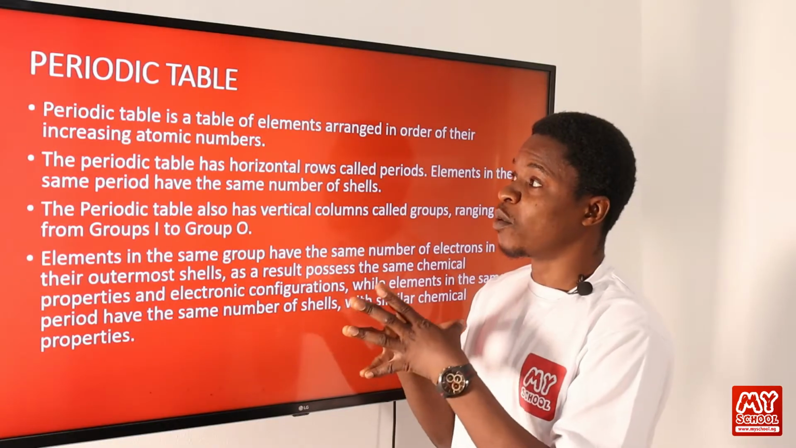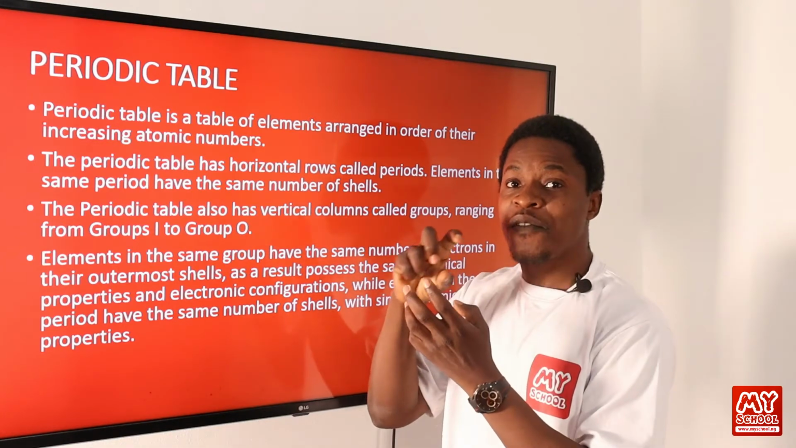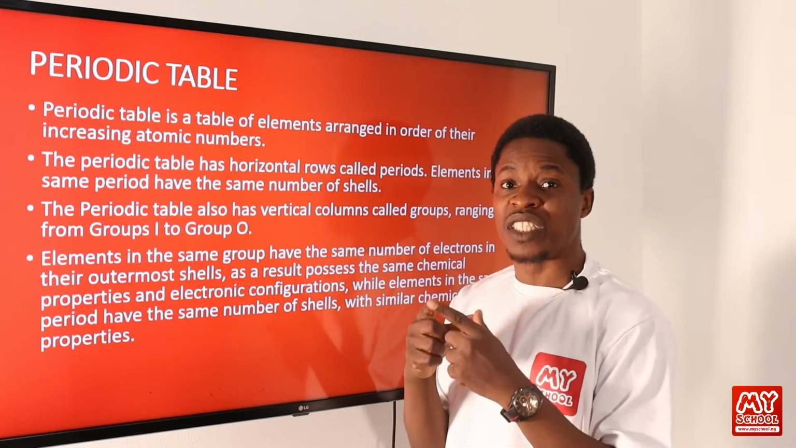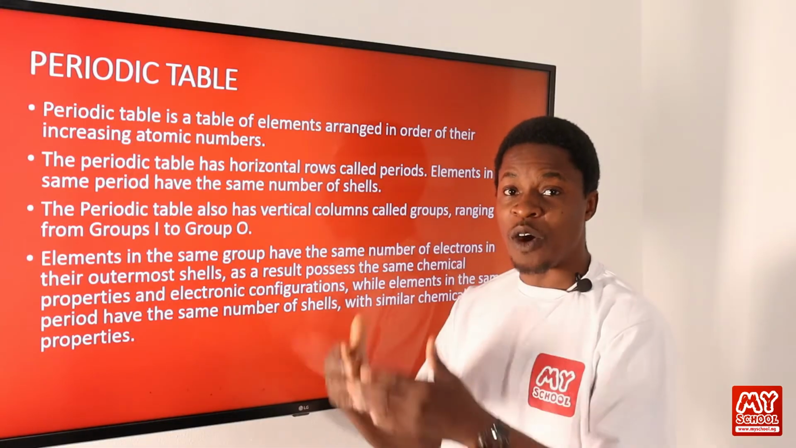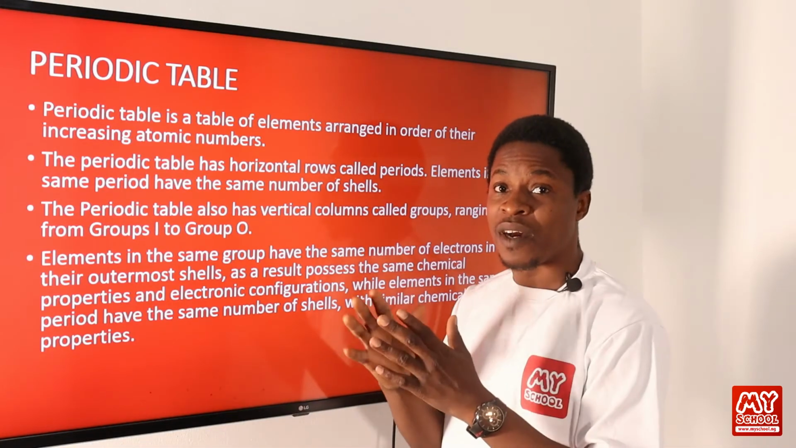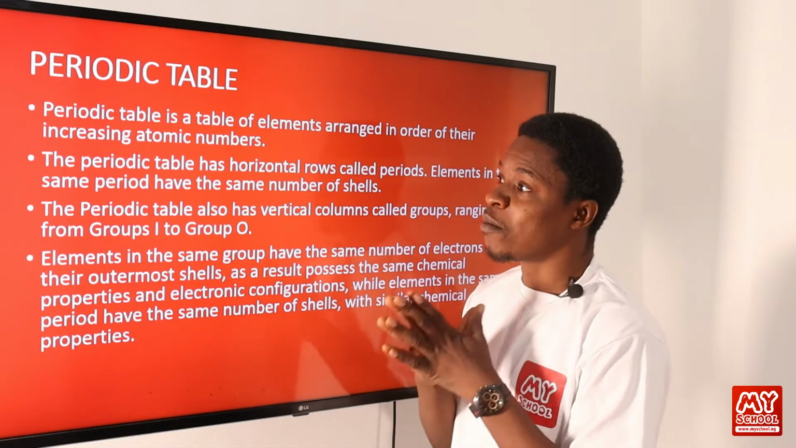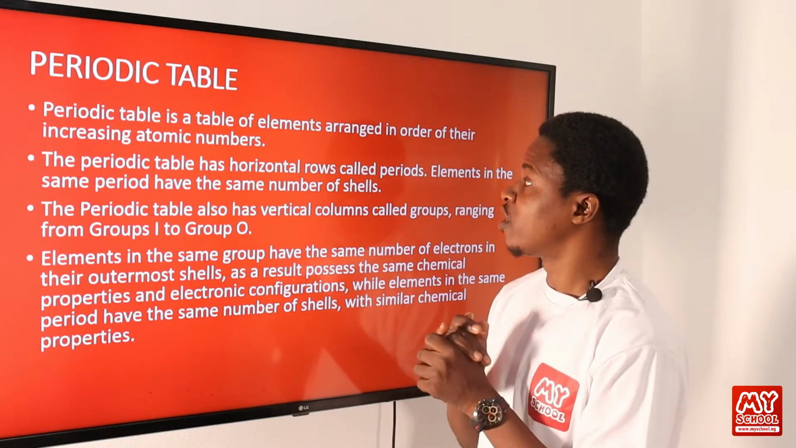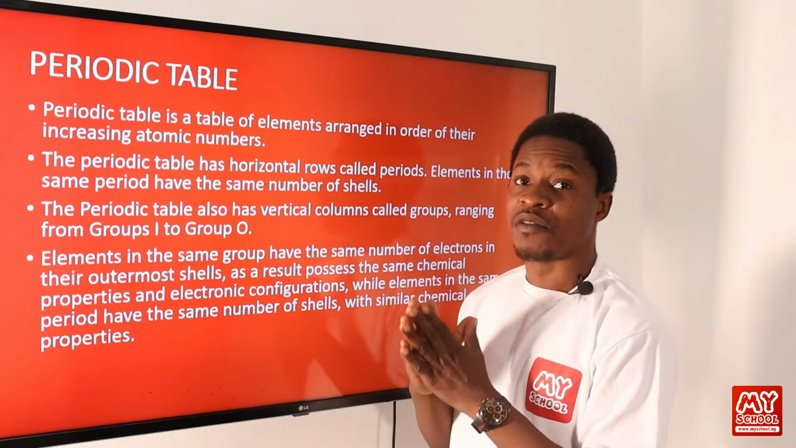The periodic table is a table of elements arranged in order of their increasing atomic number. So the basis on which elements are arranged in the periodic table is their atomic numbers, which is also the number of protons present in the atom of an element. The periodic table has horizontal rows called periods. Elements in the same period have the same number of shells.